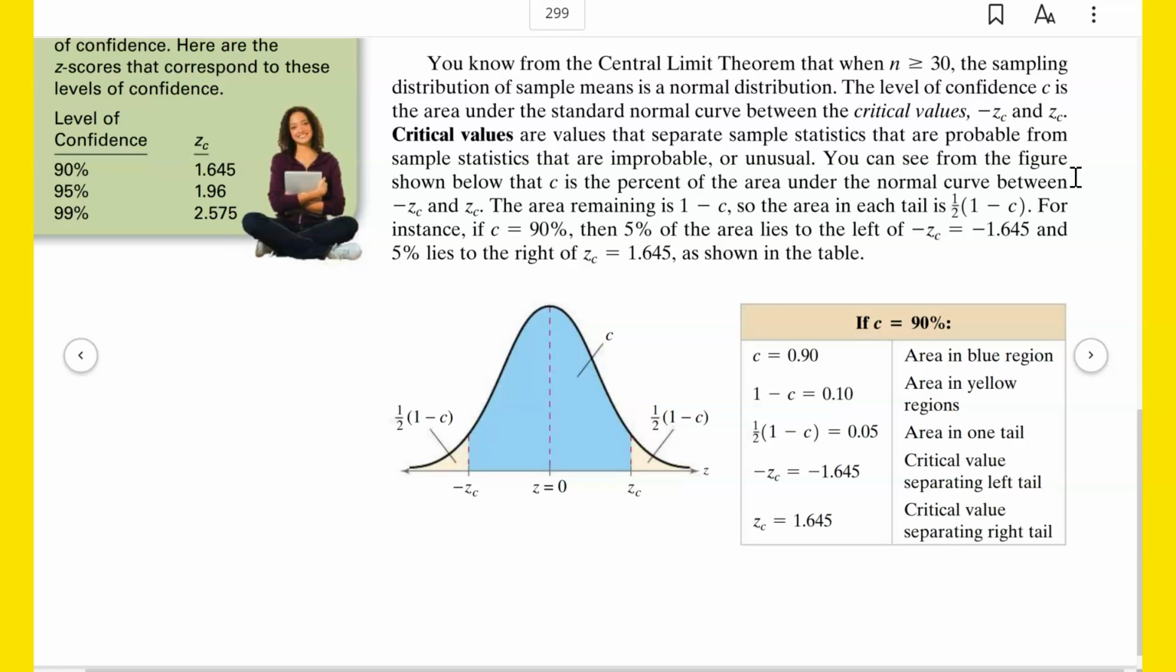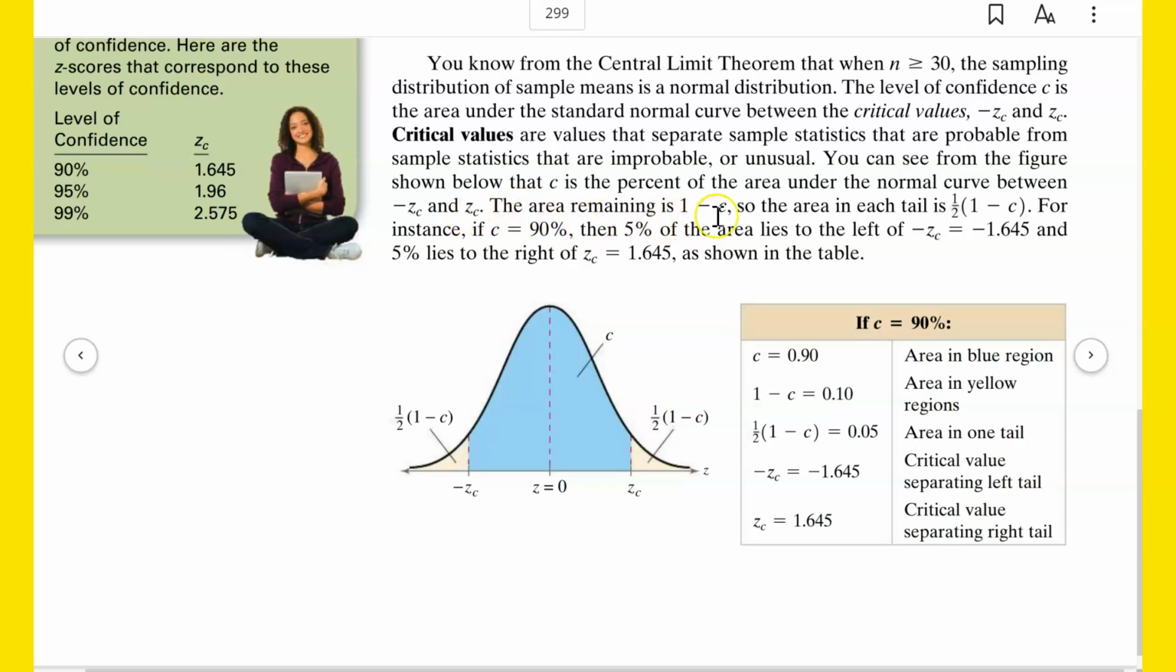You know from the central limit theorem that when n is greater than or equal to 30, the sampling distribution of sample means is a normal distribution. The level of confidence, C, is the area under the standard normal curve between the critical values negative z sub c and positive z sub c. Critical values are values that separate sample statistics that are probable from sample statistics that are improbable or unusual. You can see from the figure below that C is the percent of the area under the normal curve between those two critical values.